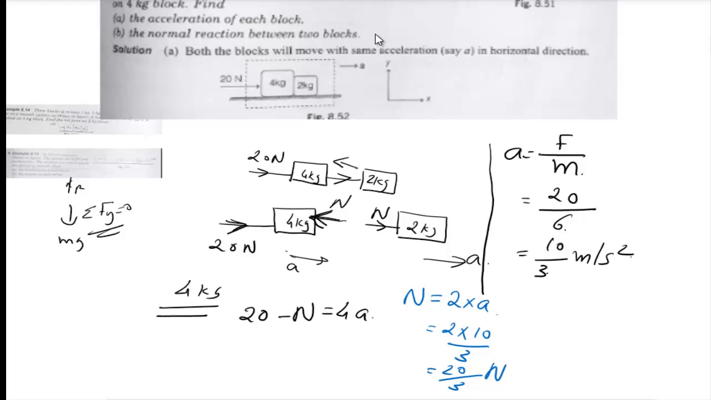If I am substituting N over here, N is equal to 20 minus 4a, 20 minus 4 into 10 by 3. So 20 minus 40 by 3, that is 60 minus 40 by 3, again we get 20 by 3 Newton. So any one way you can find out the normal reaction. Clear, children?